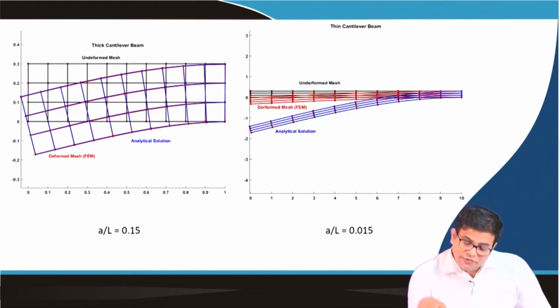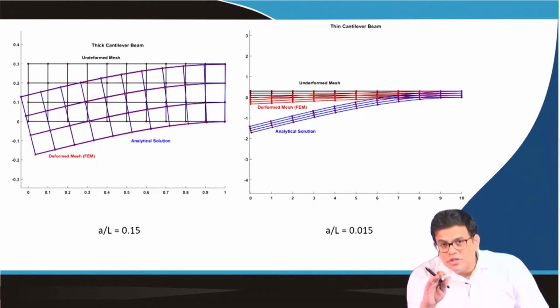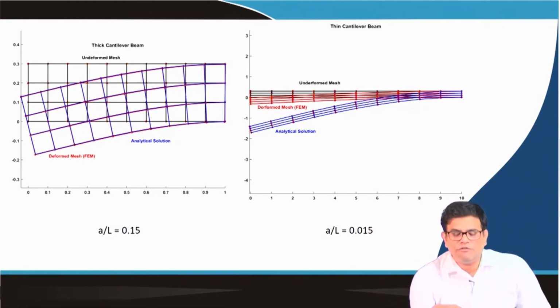If I do that, you will see that the analytical solution doesn't match with the deformed mesh, or the deformed solution, or the finite element solution, which is shown in red. So in case of a thick beam, you see that this is absolutely matching, or it is reasonable to approximate. But if you go for the thin beam limit, or if you decrease the aspect ratio, your finite element solution and analytical solution do not agree.